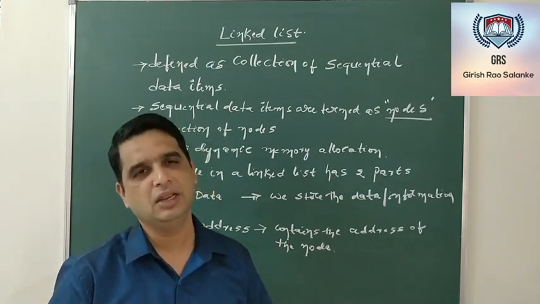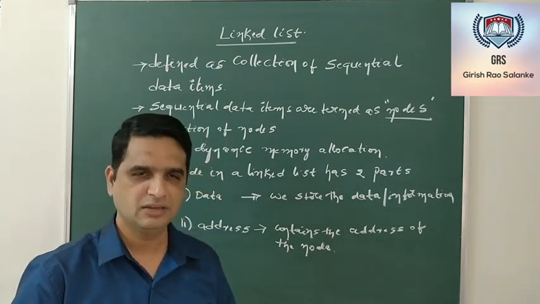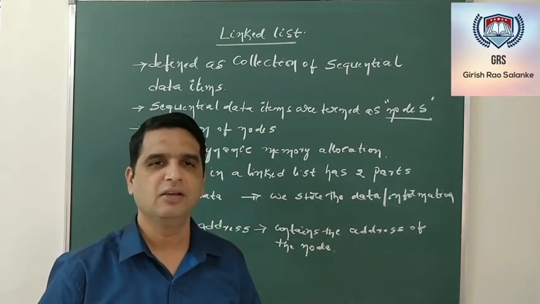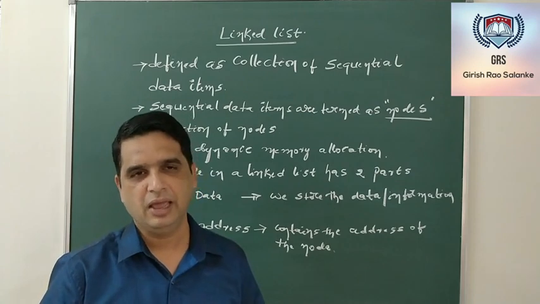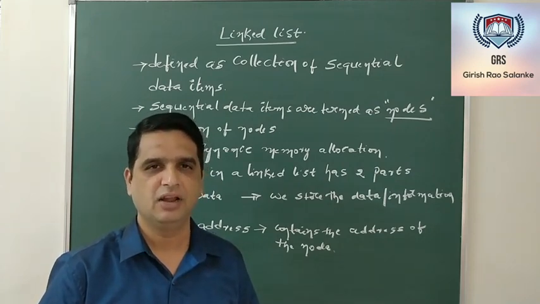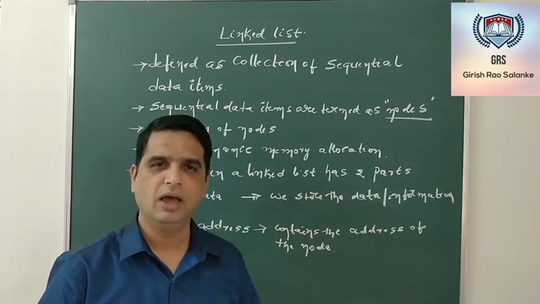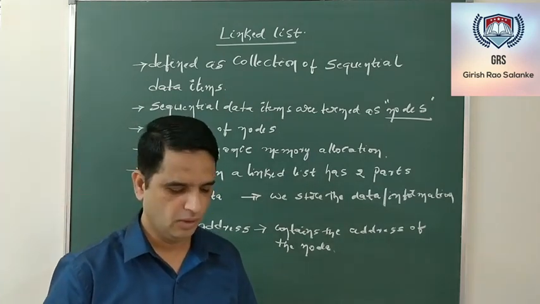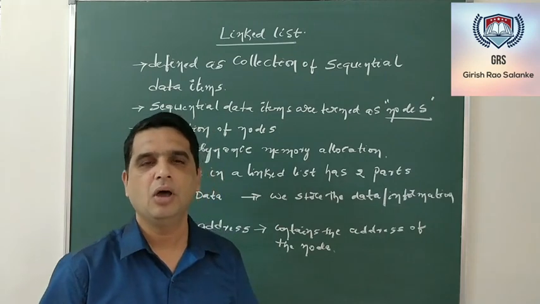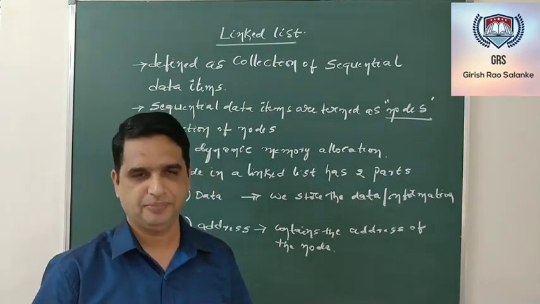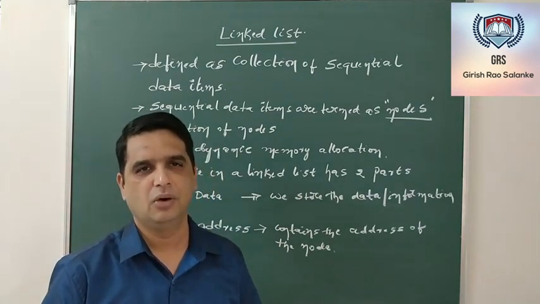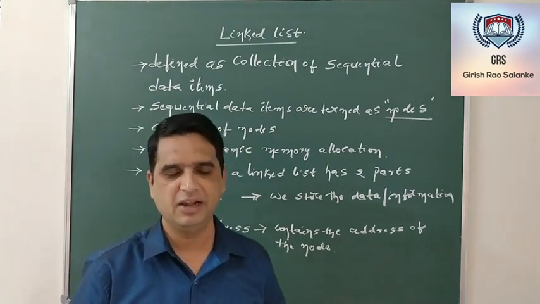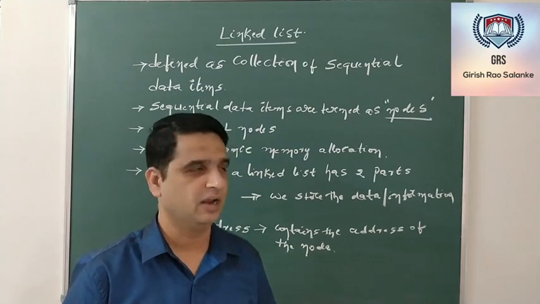Whatever it is, note that in case of linked list, a node basically has two fields. The first field is called the data field, which stores the information, and the second field we call the address field, which contains the address of a node. Now depending upon how many addresses a linked list holds, it can be classified. A linked list can be classified as a single linked list. It can be classified as a double linked list.